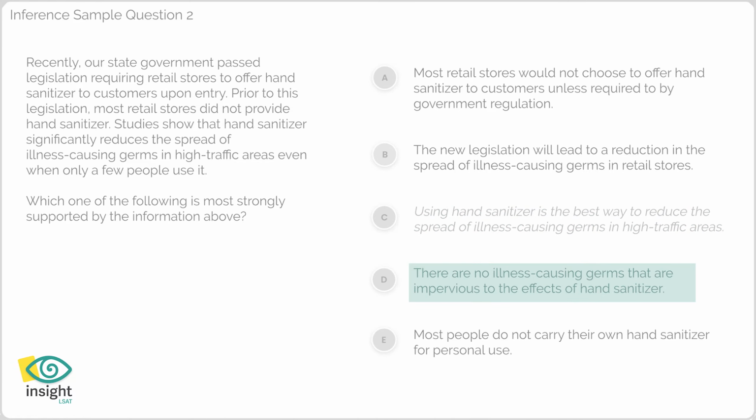D. There are no illness-causing germs that are impervious to the effects of hand sanitizer. None at all, huh? This one is actually a lot like C, a super strong claim. When big sweeping claims like this are made, they are really hard to support and generally easy to defeat. You would just need one counterexample here. Just one illness-causing germ that is impervious to the effects of hand sanitizer. So this answer choice is not good. I'm knocking it out. And finally, E.